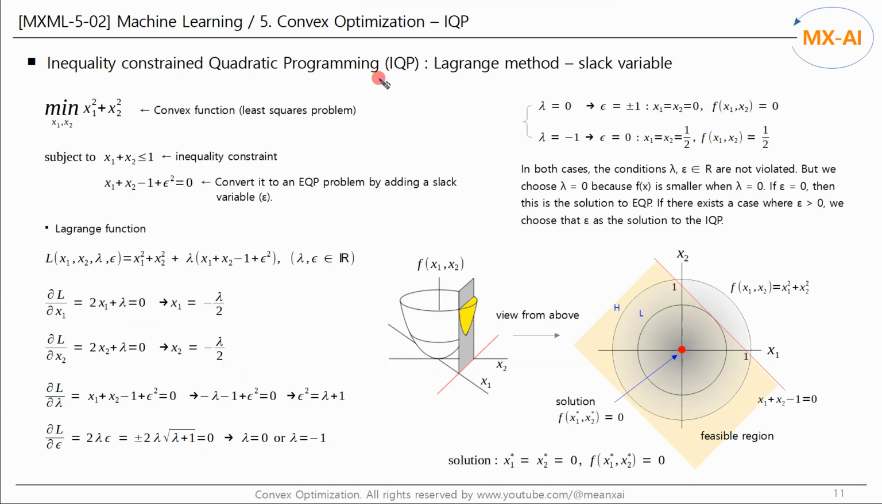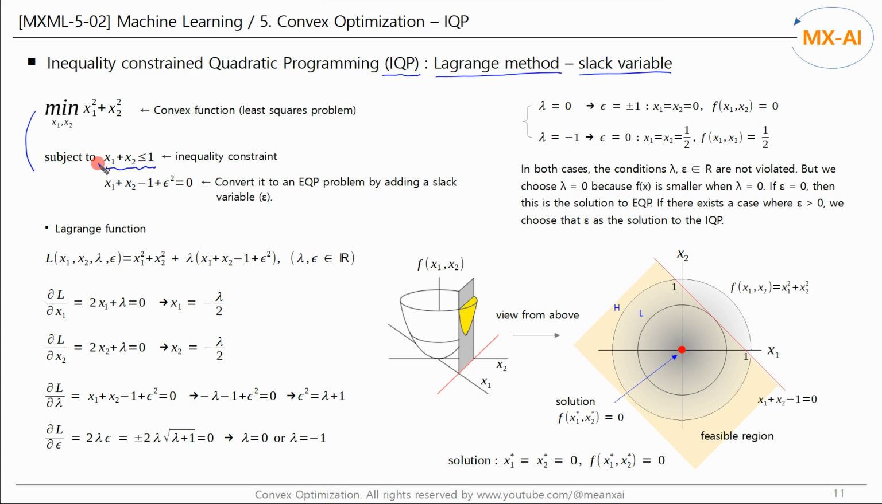This time, we will solve the IQP problem, which is the inequality-constrained QP problem. Let's solve this problem using the Lagrange method that introduces the slack variable. Let's solve this optimization problem. The objective function is the same as on the previous page, but there's only one inequality constraint.